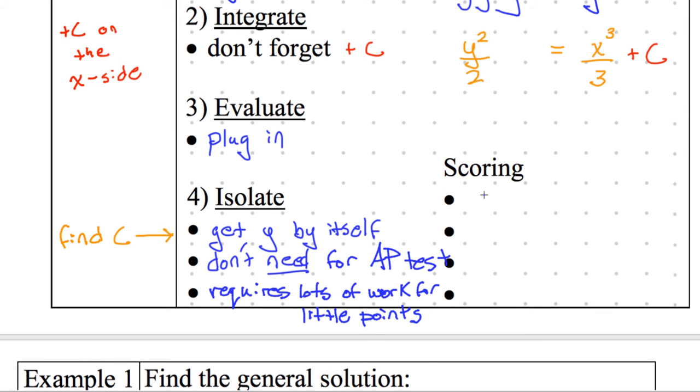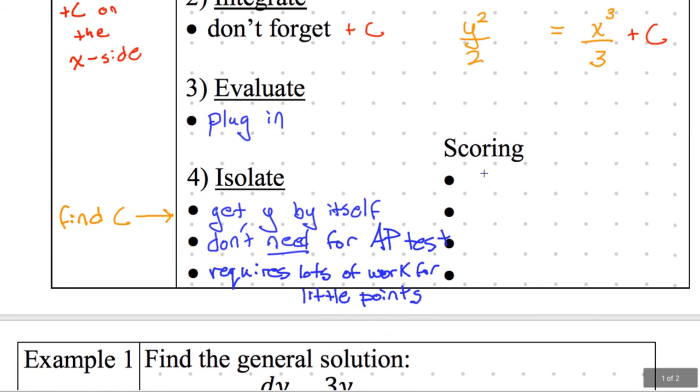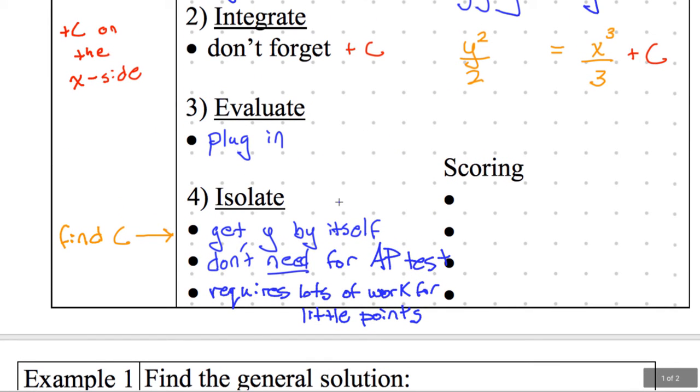All right, so I ran out of room because we have to do so many examples on the back, and these are kind of big. I want to talk about the scoring. It should be in its own category, and this got kind of condensed.